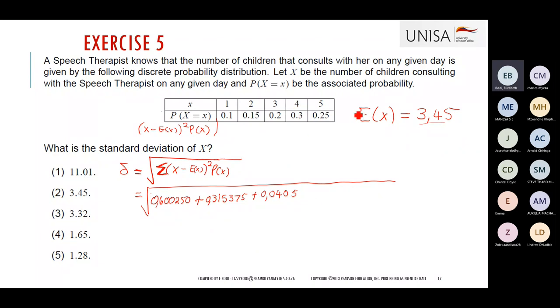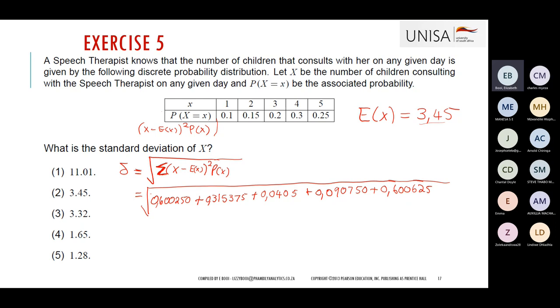And then we get 4 minus 3.45 and then get the answer, square that answer, multiply by 0.3. I get 0.090750. Plus the last one, 5 minus 3.45 equals, and then I get the answer, I press the square, multiply the answer by 0.25, I get the answer of 0.60625.